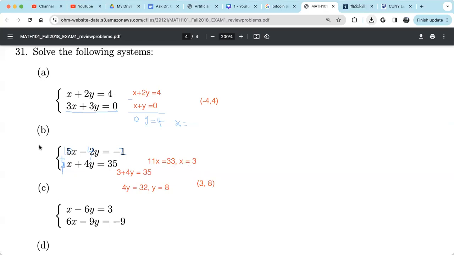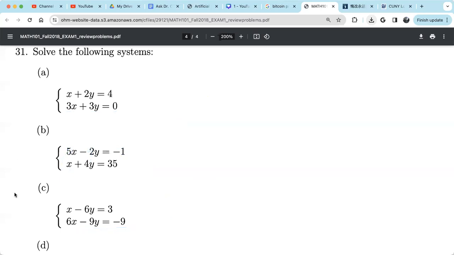Okay, C, I'll just give a hint. All right, you practice on C. For C, you see the second equation, you can divide by 9. Once you divide by 9, you get x minus y equals -1, right? Then you work with the first equation. You can do subtraction, right?